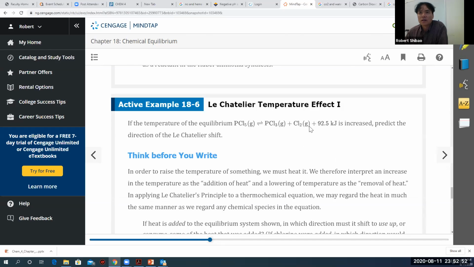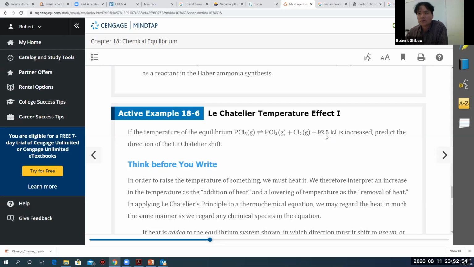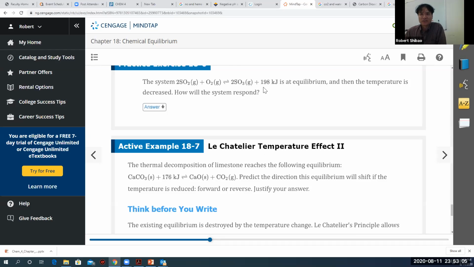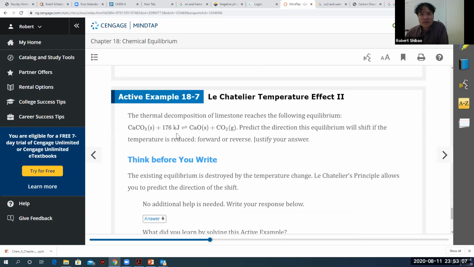And that's Le Chatelier's in temperature. This is exothermic too. So if we remove heat, that is cool it down, it favors the forward. If we add heat, it favors the reverse. This is exothermic also. This is endothermic. So if we add heat here, it favors the forward.